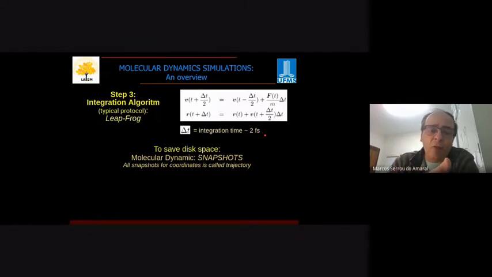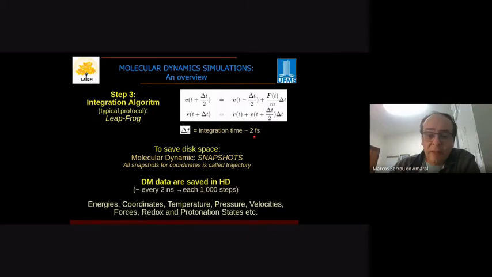In step 4, you need to save information to the disk. This is where you create your file called trajectory, which has all the coordinates from all steps. But it's really complicated to save a lot of coordinates every 2 femtoseconds, and you also don't need all this information.